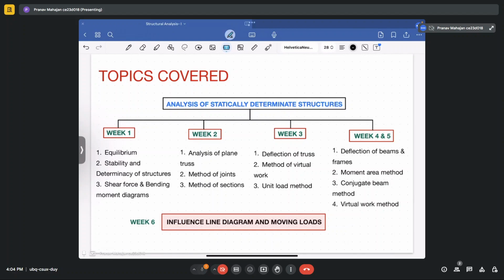Later on, we moved to the influence line diagram. What is an influence line diagram? Whenever a frame or a beam is subjected to a moving load throughout its section, the reactions as well as the shear force and the bending moment developed in the section due to that moving load will give you the influence line diagram for that particular joint. We determine these reactions, shear force and bending moment using Muller-Breslau principles.